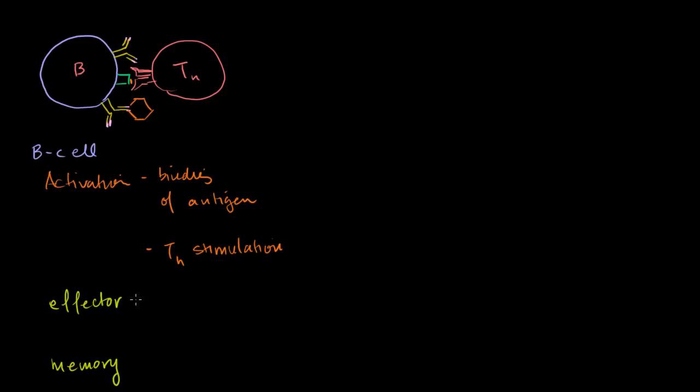The effector B cells essentially turn into antibody-making machines. So they'll say, gee, this antibody bonds to this antigen that we have in the system now. Let me just produce a ton of them. So it starts building up all of the cellular machinery, and it just starts producing antibodies like crazy.